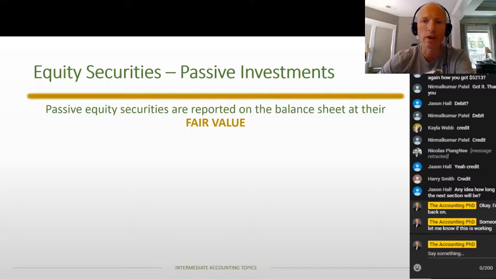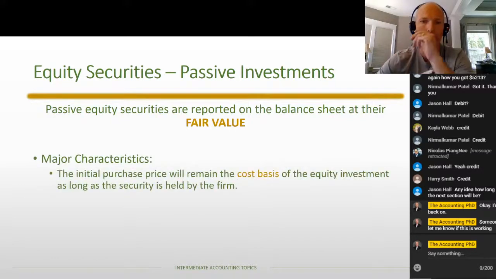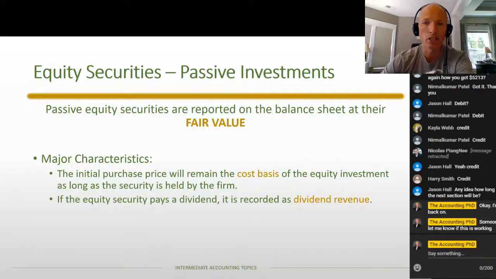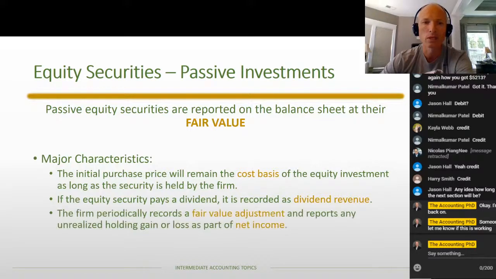They are reported at the fair value. Major characteristics: the initial price will remain what's called the cost basis of the equity investment. That's a term you need to get used to. The cost basis is what they paid for the investment initially, and for as long as the company holds that investment, it's going to stay on their books at its cost. So there's no amortization, nothing like that. It just stays at that number the entire time. If there is a dividend, that is called dividend revenue. If there's a passive investment and a dividend is paid, that is going to be recorded as dividend revenue.